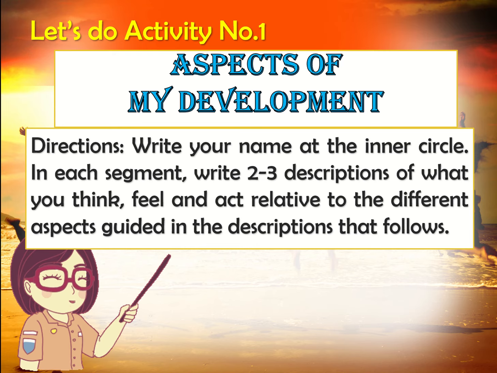Okay, so it's all about aspects of my development. So, how will we do this? Direction is, you will be writing your name at the inner circles. Later I will show the circle, no? Which you will copy on your paper, and then make it like this, with the guides that I will provide later. So, you'll be creating this circle. So, in each segment, there are actually 8 segments. You will be writing 2 to 3 descriptions of what you think, feel, and act, no?